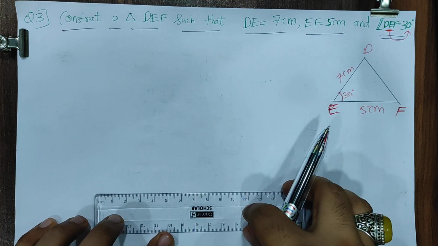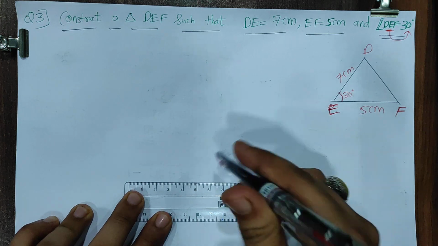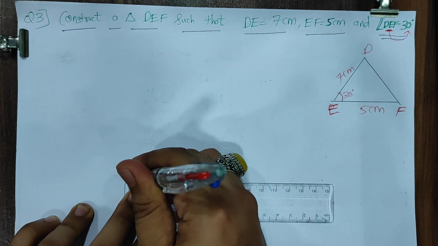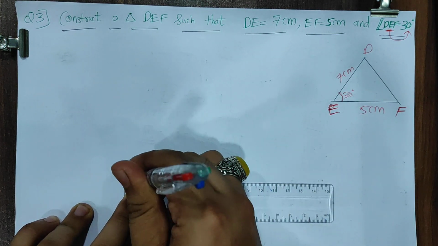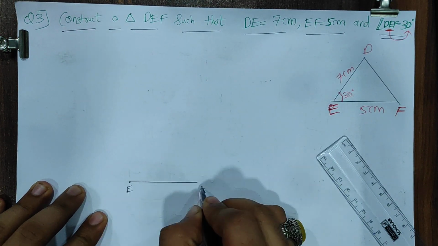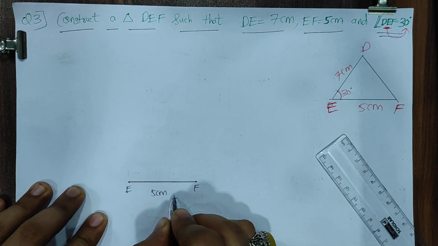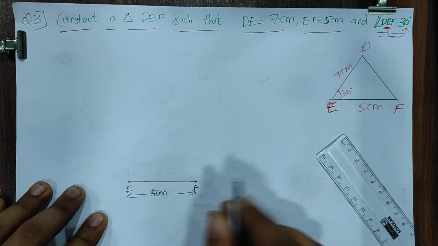Okay, now see here. First, I have to draw EF as 5 centimeter. This is my point E, and this is my point F. On the spot, it's compulsory to label it EF and write the dimension 5 centimeter.